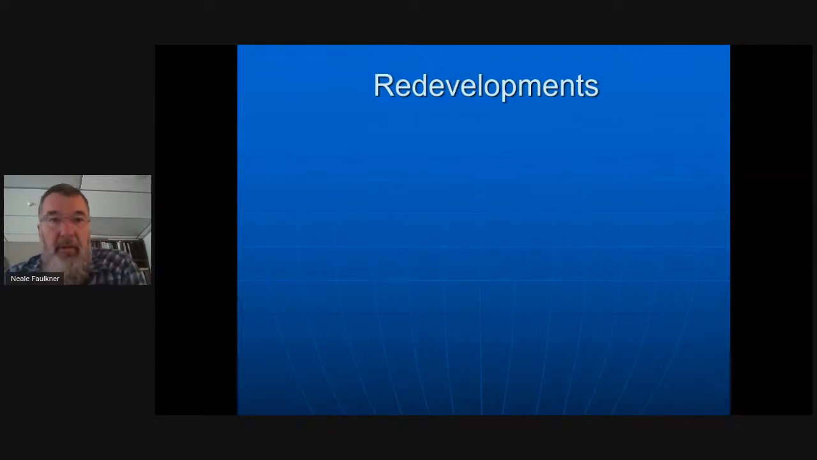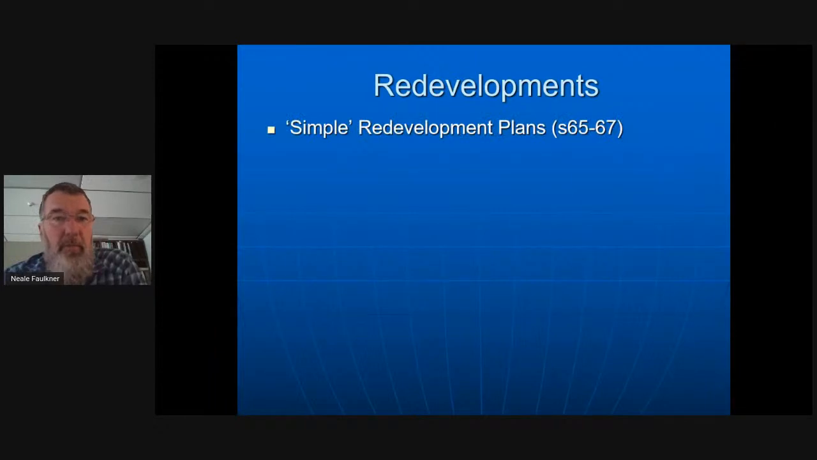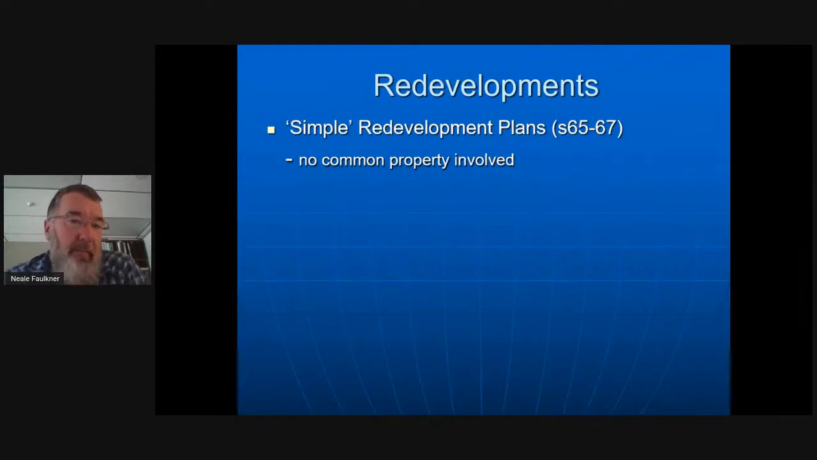Redevelopments. There are simple redevelopments and there are standard, or sometimes people refer to them as complex. We've done a simple redevelopment, but the rules around simple redevelopments are very strict, and so they're very limited in where they apply. So you can't have any common property involved in a simple redevelopment. It's basically a boundary adjustment between two units.